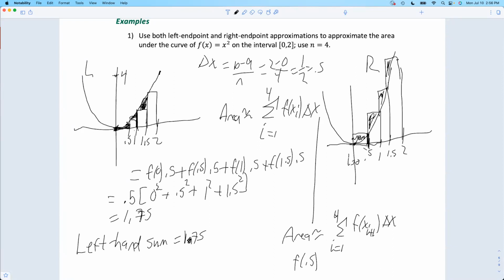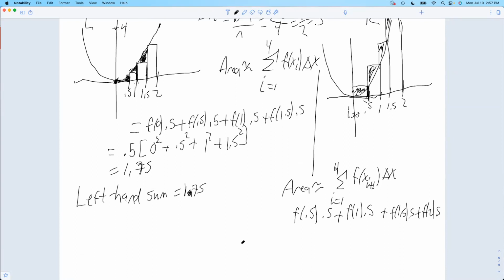That's this height. His width is 0.5. This rectangle, his height is f of 1 times his width, 0.5, and so forth. This guy's height is f at 1.5 times 0.5, and then finally his height, f of 2 times 0.5. And again, I'm going to factor the 0.5 out. So that'll be 0.5 times f at 0.5 plus f of 1, f of 1.5 plus f of 2.